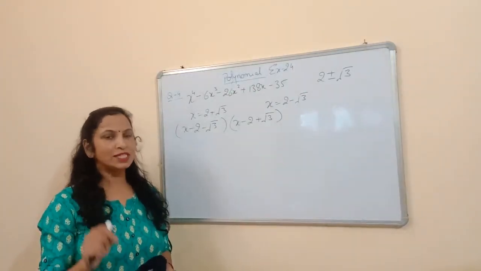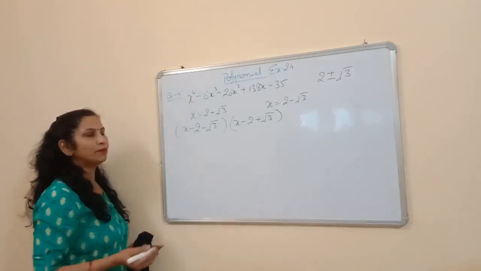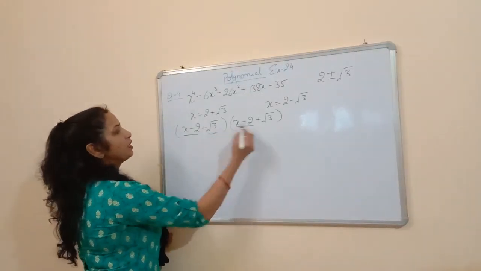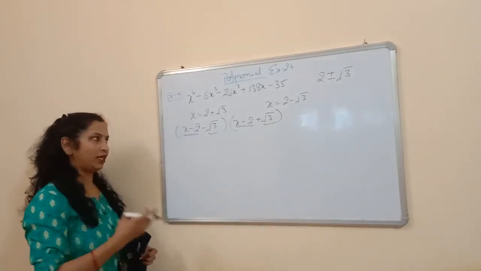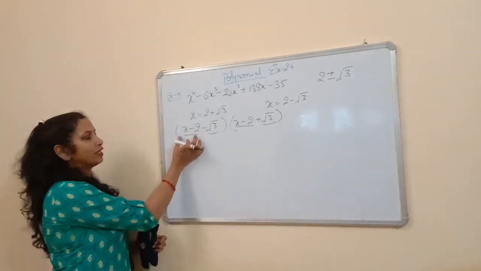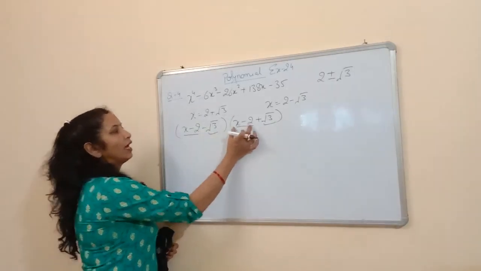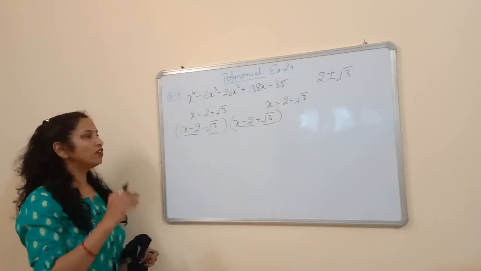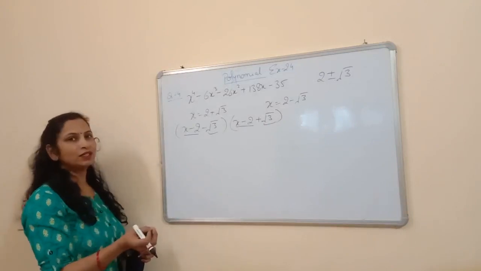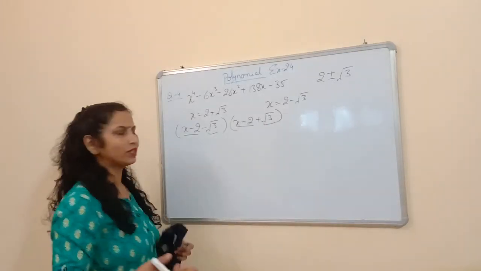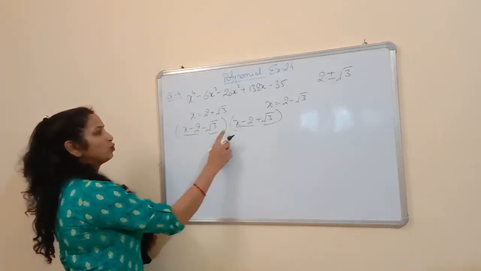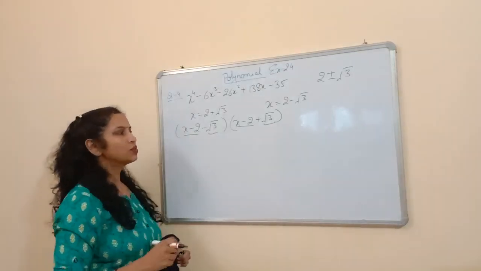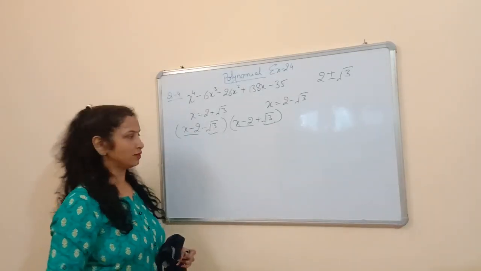We will multiply these two factors, and we can multiply them by using a simple method. Suppose this is A and this is B. Actually, this is an identity. Look, A minus B and A plus B. So this expression is in the form of an identity, so we can solve it by using the identity. Otherwise you can multiply as you want to do, like first multiply x with everything, then minus 2 with everything, then minus root 3 with everything. So it's a long method. You can use the identity here.